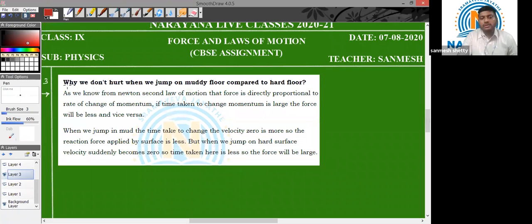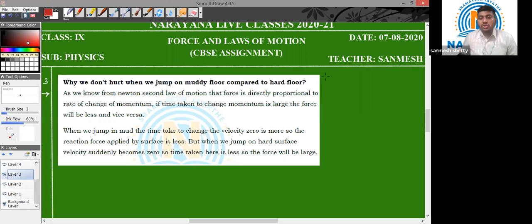Why don't we get hurt when we jump on muddy floor compared to the hard floor? Now children, here we'll recollect Newton's second law. What does Newton's second law state? That the force is directly proportional to the rate of change of momentum, and rate of change of momentum depends upon change in velocity itself.